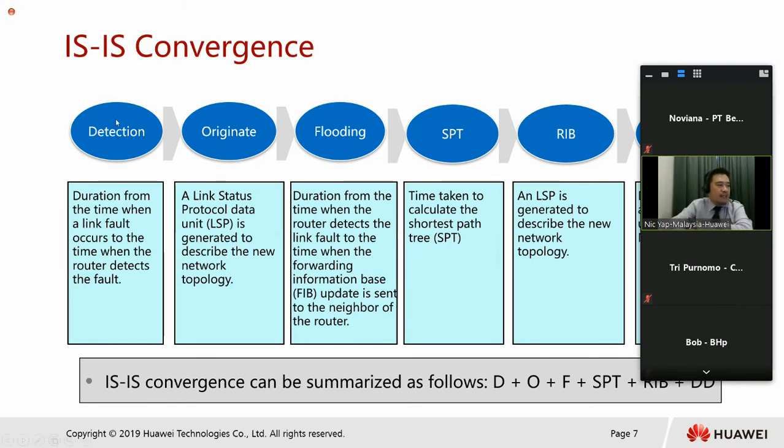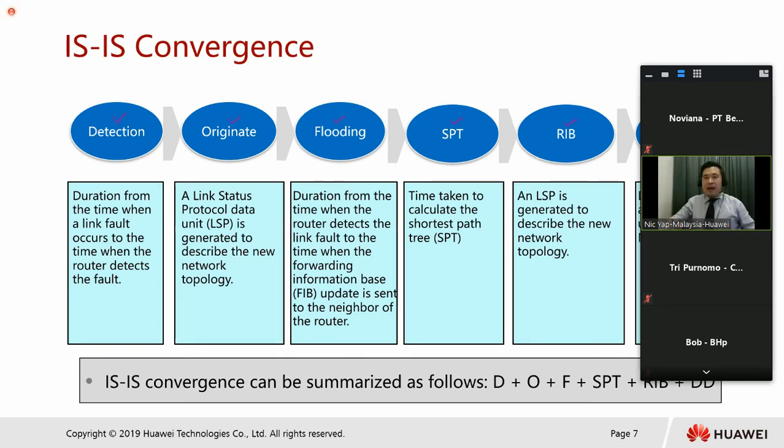First, they need to have detection. Detect, originate, flooding, SPT (shortest path tree), RIP, and also distribution delay. Everything adds up together to give you the time for full convergence, from detecting a change until you distribute the information. The first one is detection. Detection is the duration from the time a link fault occurs to the time the router detects the fault.